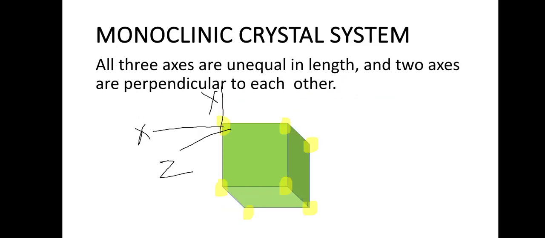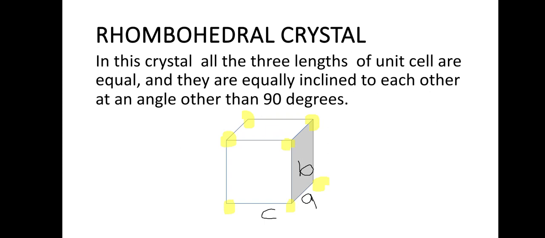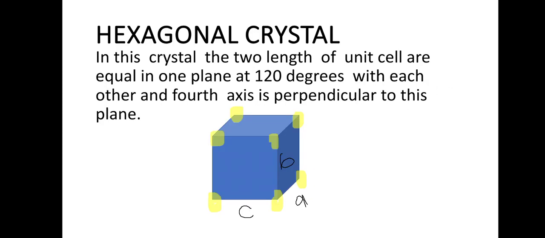And the fifth one is monoclinic. In this, all lengths are unequal and two angles are equal to 90 degrees and the third is not equal to 90 degrees. And the sixth one is rhombohedral. In this, all lengths are equal and two angles are equal to 90 degrees and the third angle is not equal to 90 degrees. And the last one is hexagonal. In these, two lengths are equal and the third length is not equal, and two angles are equal to 90 degrees and the third angle is more than 90 degrees, that is gamma equals 120 degrees.